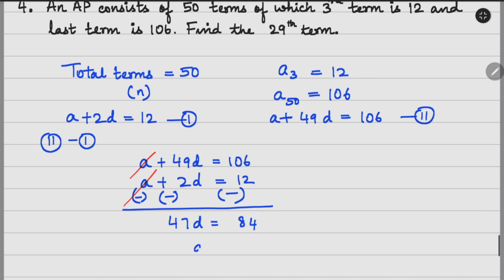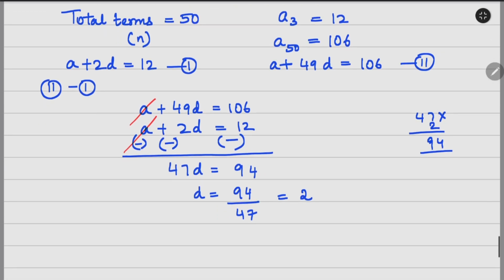You have your 484. Right? So D is equal to, what is 47 into 2? 94. Yeah, this is 94 actually. Right? 6 minus 2 is 4. Again 10 minus, it's 94. Yeah. So D is equal to 94 divided by 47, which is equal to 2. So D is equal to 2.